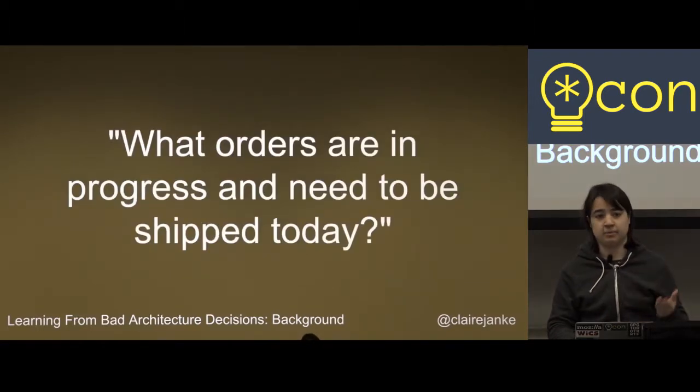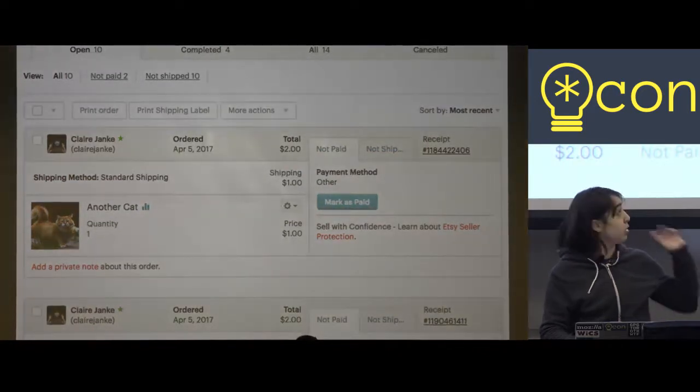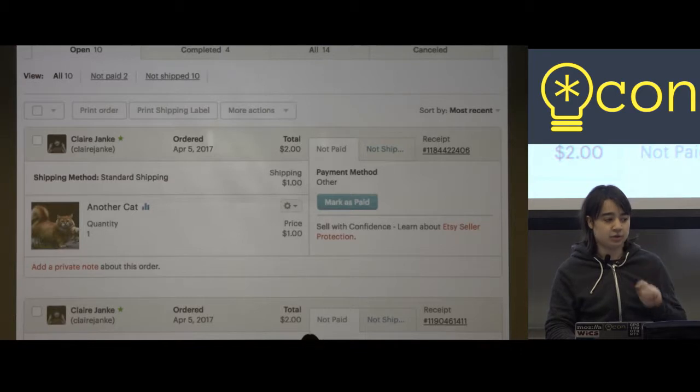For example, let's say a seller wants to know what orders are in progress that they need to work on and that need to be shipped today. That's the kind of question my team wants to make really easy to answer. Up until now, this was how they did it. This is the order management page, where they would go to manage their orders. As you can see, there's some functionality for answering the question.